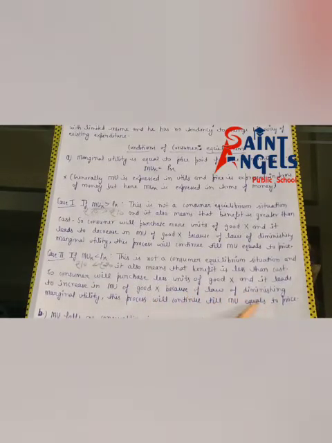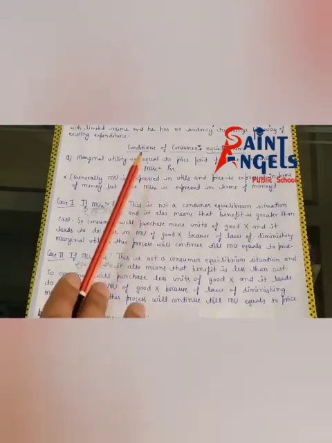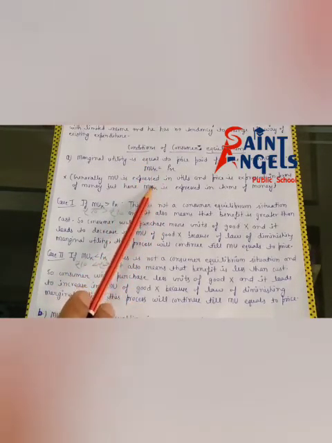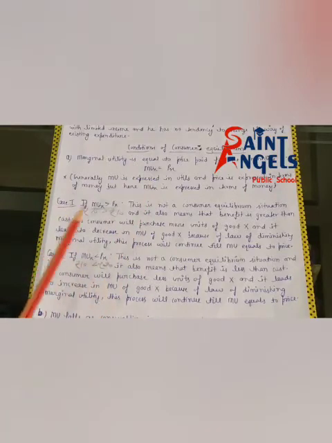When MU becomes equal to price, then we will say that there will be a consumer equilibrium situation. This is another exception case of this condition. I hope both of these exceptions are clear.